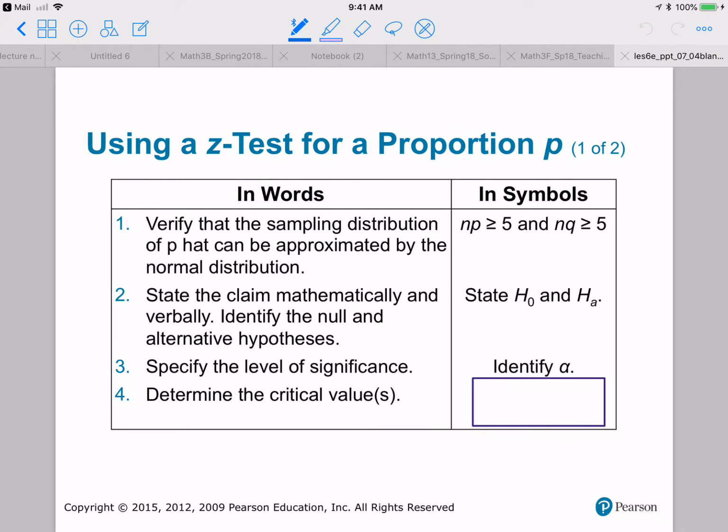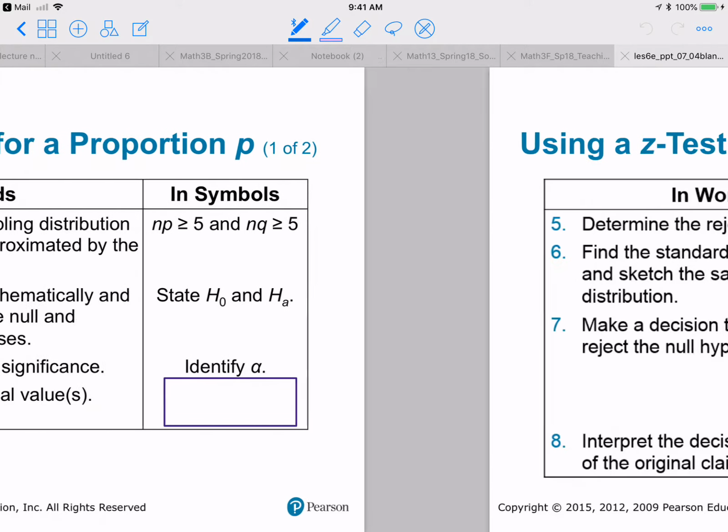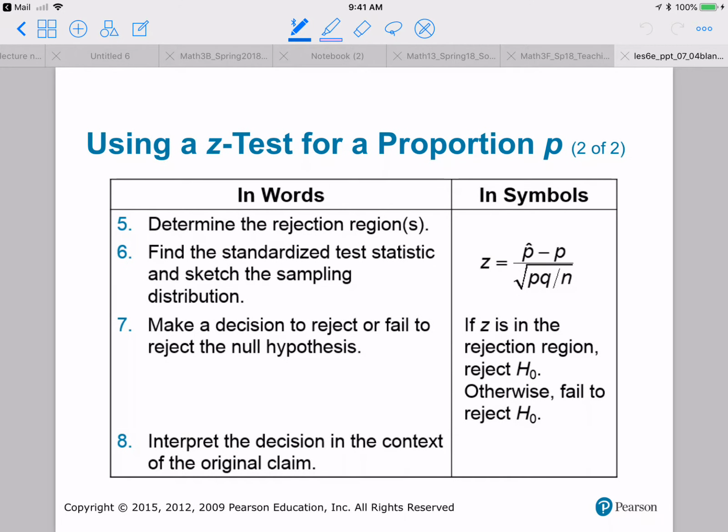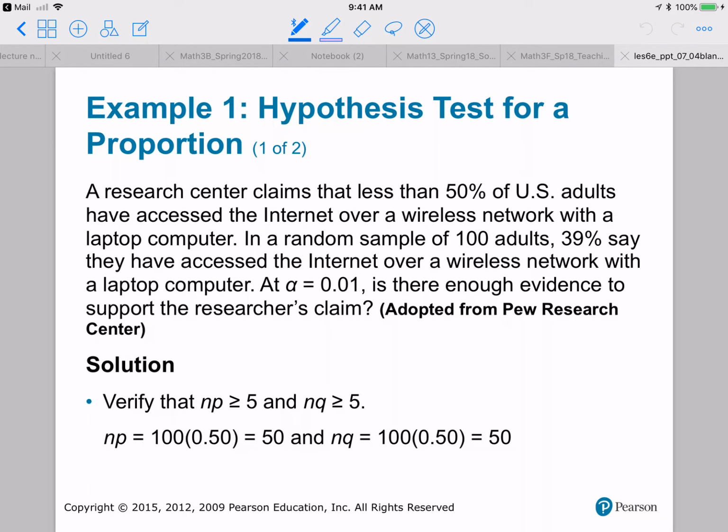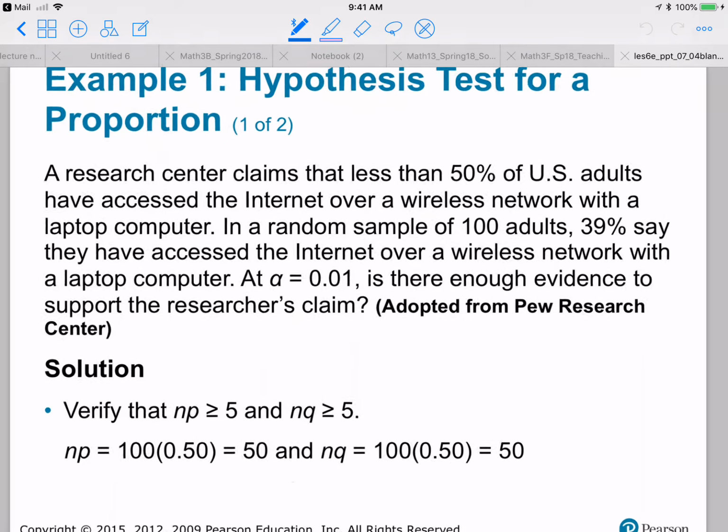Okay, so we don't need to go over these because this is kind of a rewording of the guidelines that I put in the beginning. Let's go ahead and get started with this example. So take a moment and read it.